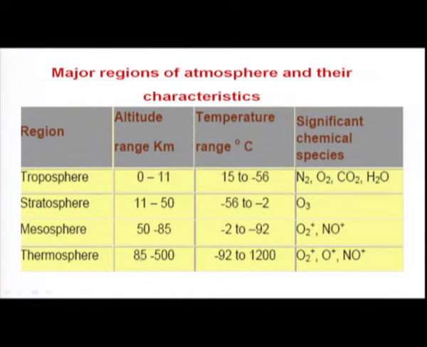The mesosphere goes up to 85 kilometers, the temperature drops to minus 92 degrees Celsius, and the chemical species are O2+ and NO+. The thermosphere goes from 85 up to 500 kilometers, the temperature again increases, reaching up to 1200 degrees Celsius, and almost all the chemical species present in the thermosphere are present as positively charged ionic species, O2+, O+, NO+, etc. And because of this, the thermosphere is also known as the ionosphere.